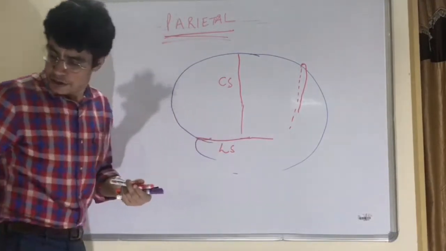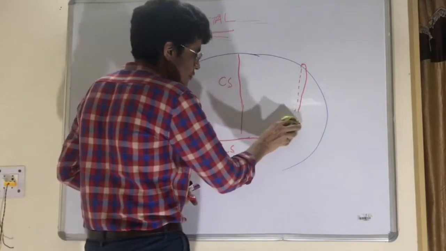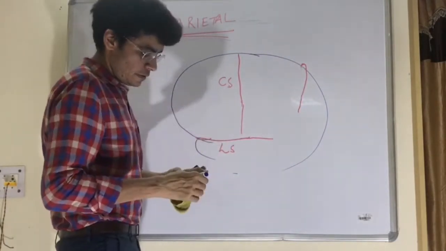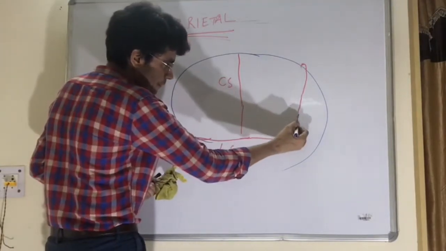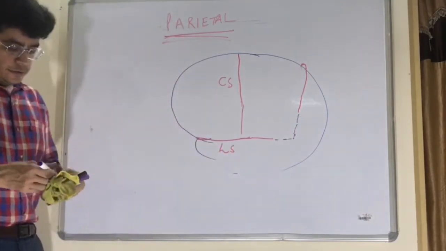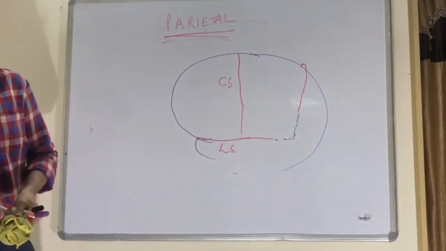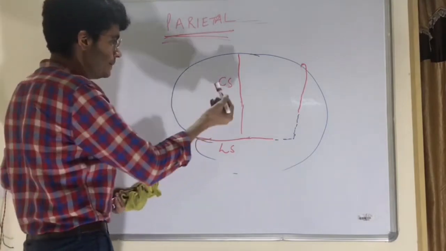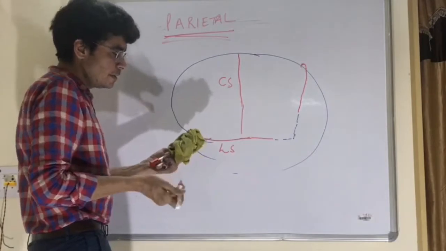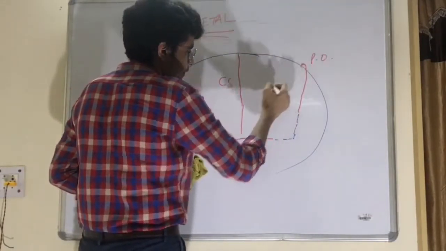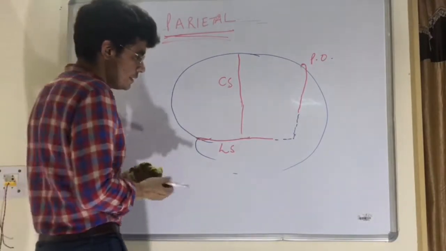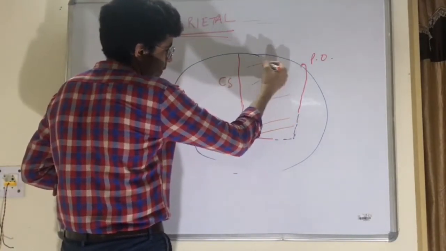So if we extend or draw an imaginary line of the extension of this parieto-occipital sulcus and extension of this lateral sulcus, they merge at one point. So the area in between these three sulci, central sulcus, lateral sulcus and this parieto-occipital sulcus, this area is the parietal lobe, right? This particular area is the parietal lobe.